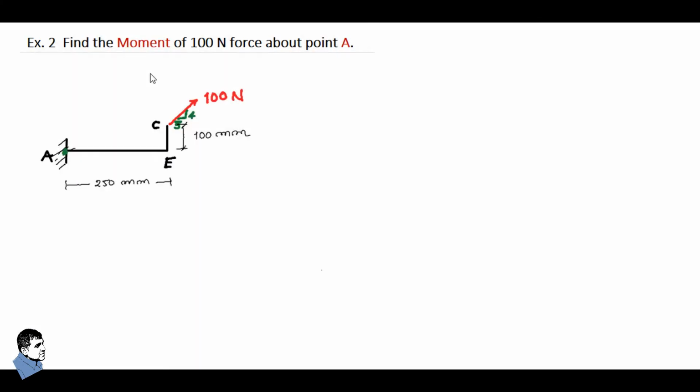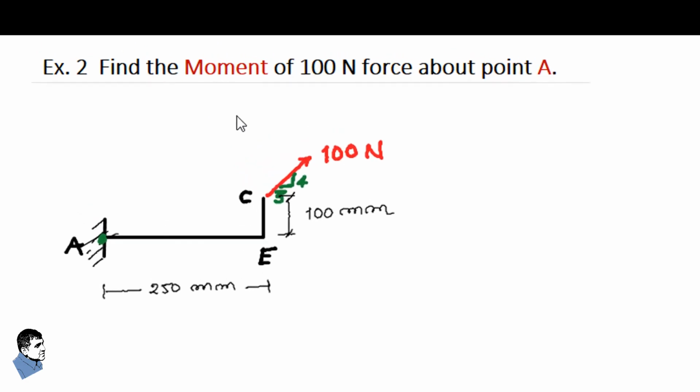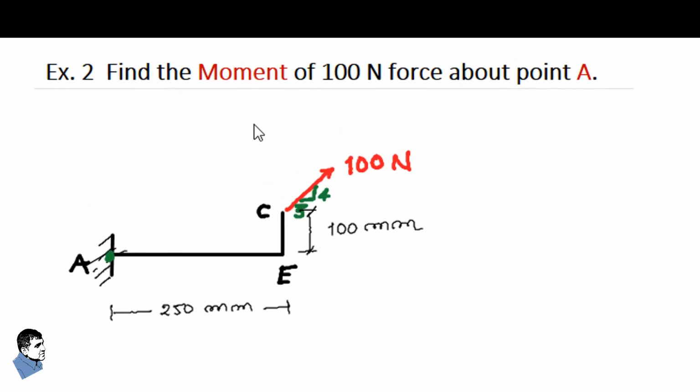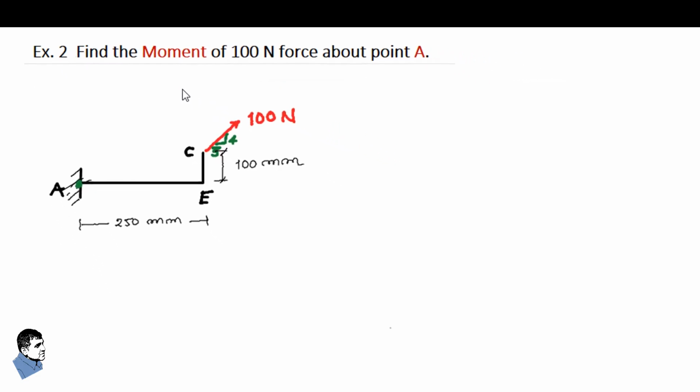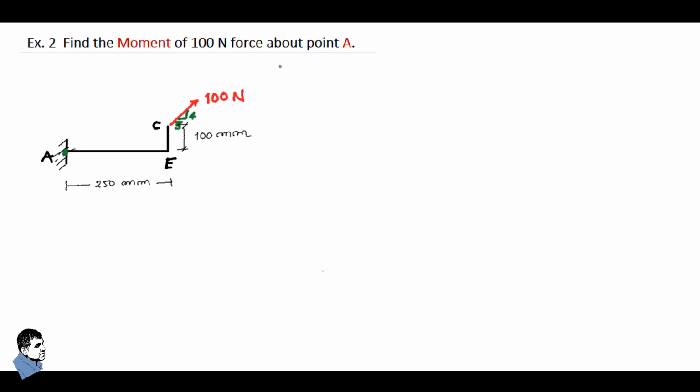Now let us solve example number 2. Here also we are required to find the moment of the 100 Newton force about point A, but here the element is somewhat different, that is, in two components AE and EC. So we need to calculate the moment about point A of the given force of 100 Newton at point C, with an inclination of 3 to 4. For that, first of all we take the first methodology, that is, by finding the perpendicular distance.